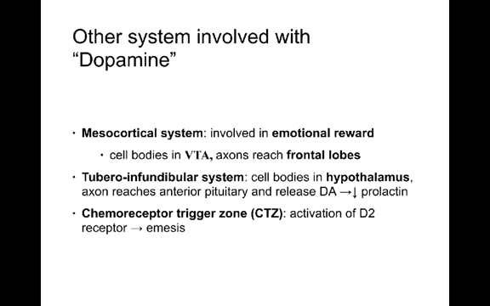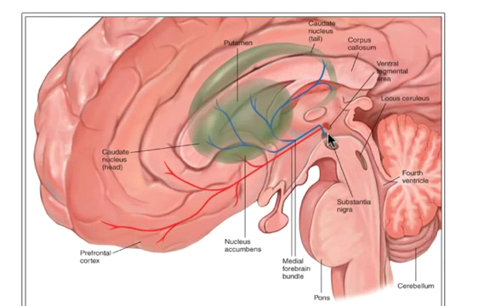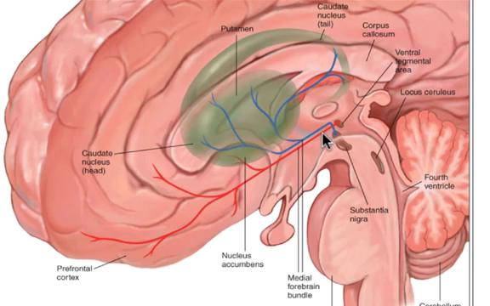Although we mentioned two systems for dopamine, in reality there are more systems in the brain that deal with dopamine. There are three more that I'd like you to know because we're going to talk about them later in more detail. One is called the mesocortical system, another is called the tuberoinfundibular system, and the third is called the chemoreceptor trigger zone. The mesocortical system also deals with emotional reward, just like the mesolimbic system. As you can see in this picture, some of this red line starts from VTA, but instead of going to the nucleus accumbens, it goes to the prefrontal cortex.